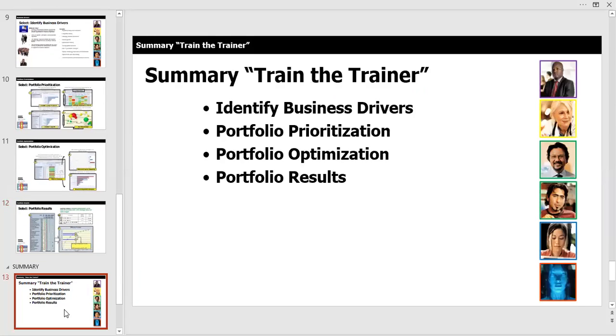So that was it. That was a short one. So again, train the trainer. The idea is to take this information and to provide it to whoever you wish. Again, the 4 steps of demand management: identify your drivers, portfolio prioritization, portfolio optimization, and then being able to judge the results. But this is kind of the end all of where we started at the very beginning, when I started out with dashboards and robots, this is it.